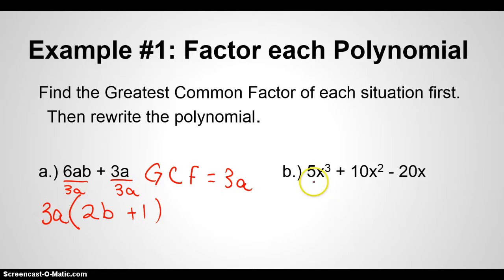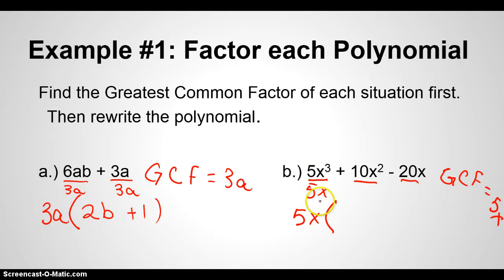For the next example, we have to find the greatest common factor of 5x to the third power plus 10x squared minus 20x. Well, our greatest common factor here is going to be 5x. So let's think about this. If we divide each term by 5x, and if that's my greatest common factor, we put that outside the parentheses.